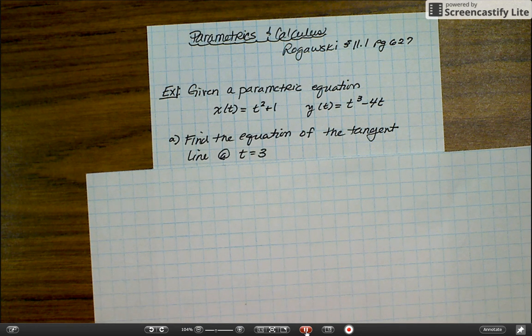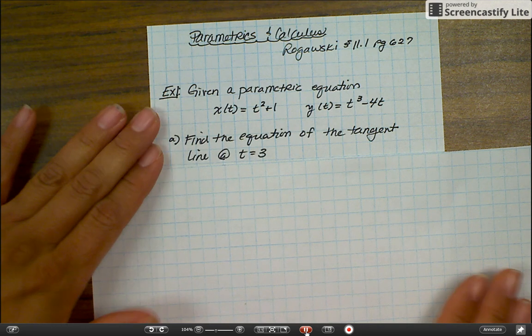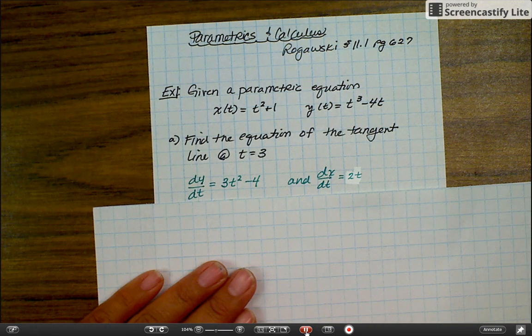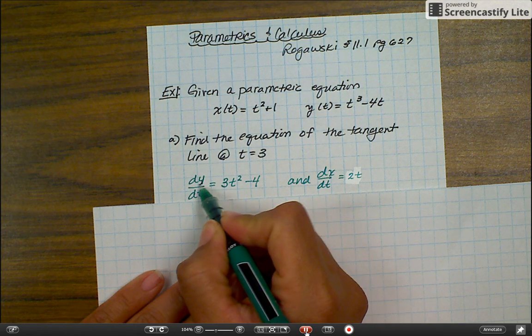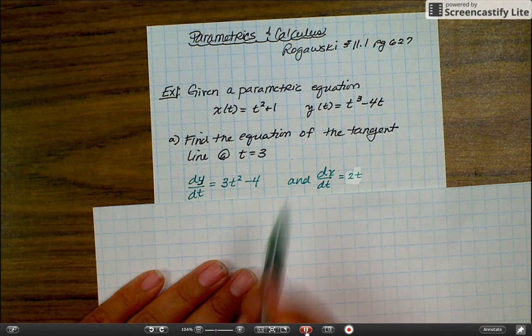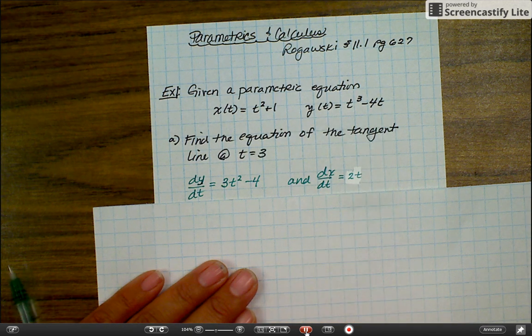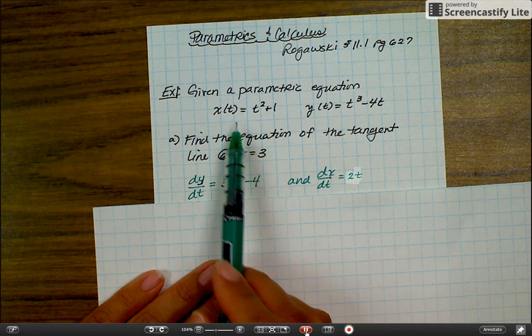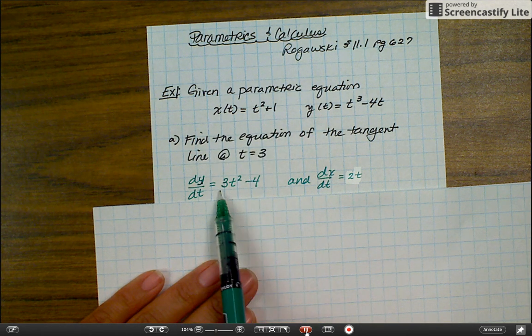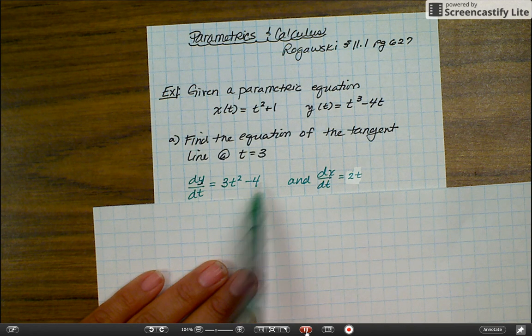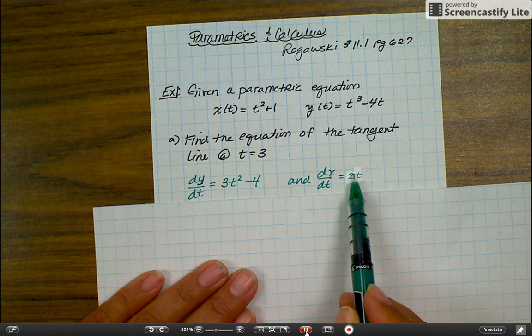So when we find the equation of a tangent line, what do we need? We need the slope at the point of tangency, and we need the point of tangency. So first, let's do slope. Slope is dy dx. In order to get dy dx, we first need to find dy dt and dx dt. So dy dt is the derivative of this expression, and dx dt is the derivative of this expression. So for dy dt, we get 3t squared minus 4, and dx dt is 2t.